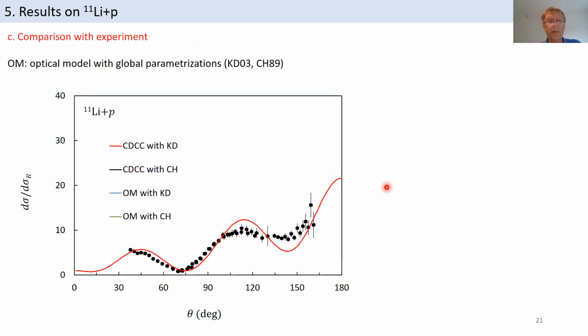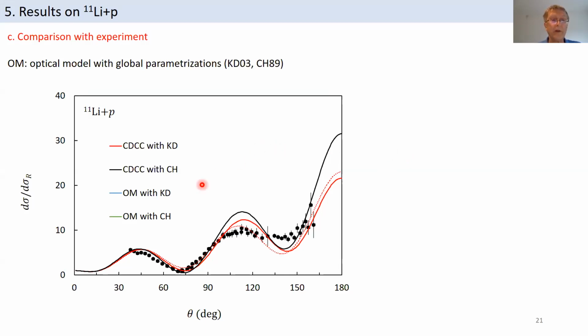And now I compare with experiments. So these are the experimental data, which I mentioned before. And this is the converged calculation with this red curve. And this black curve is the same calculation, but with another lithium-9 plus P optical potential. It comes from Chapel Hill. So the difference between these two curves is a test of the sensitivity to the optical potential.